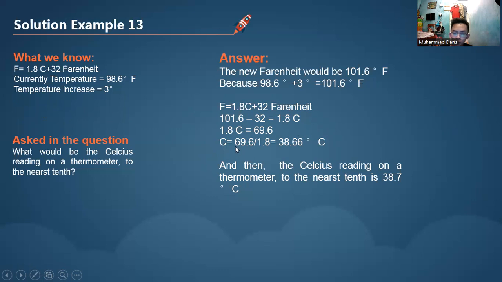1 Celsius is equal to 69.6 divided by 1.8, and 69.6 divided by 1.8 is equal to 38.66 degrees Celsius. And then the Celsius reading on the thermometer to the nearest tenth is 38.7 degrees Celsius, because we can round up 6 to 7. Okay.